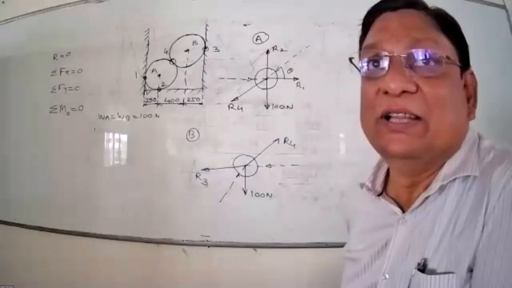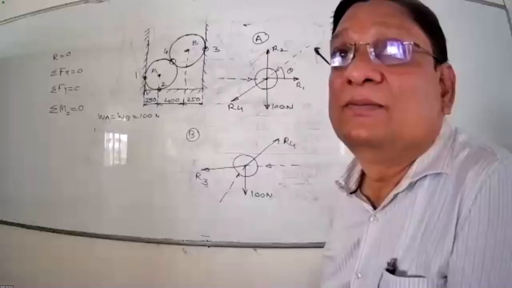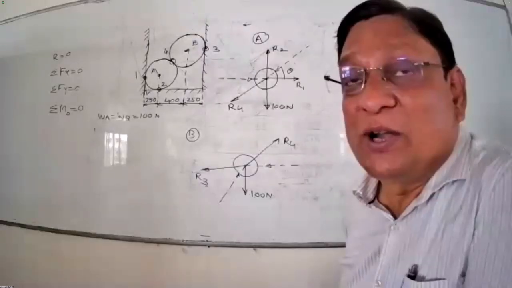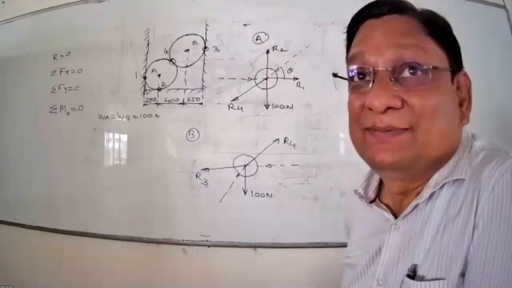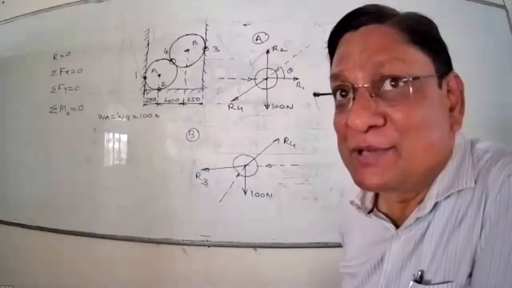How will we know that R1, R2, and R4 are coming towards the body or going away from it, like the arrow? You are not listening carefully. Always they are towards the body, towards the contact. So the arrow will be inwards, no? So that's why I am telling you, you are not listening. Three times I have repeated.